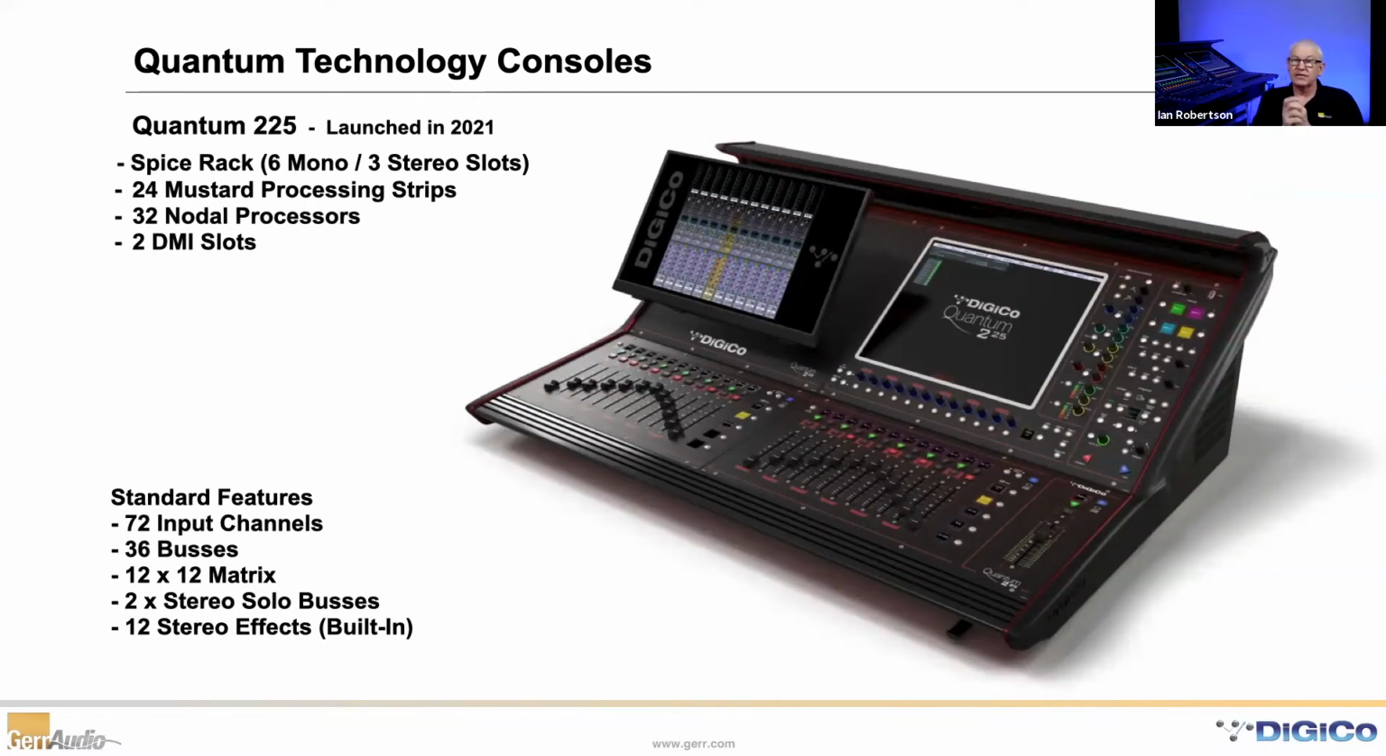The most recent Quantum console is the 225. So that one's a single screen console. Spice rack is 6 monos, 24 mustards, and 32 nodal processors. All these Quantum consoles also have 2 DMI slots, so you can utilize the wide array of DMI modules for expanded I/O of many different types.